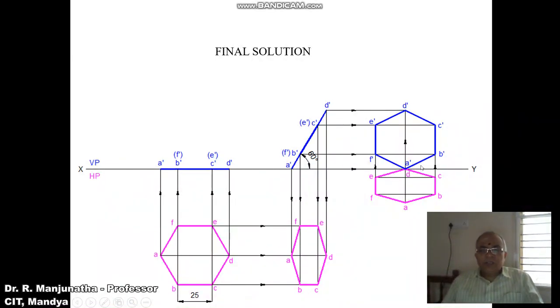So how do I know that my problem is right? D is on VP, the corner opposite to it is on VP, and one of the corners is on HP, so A dash is on HP, and the surface makes an angle of 60 degrees with respect to HP, and this is the side of the hexagon of 25 mm, and show the dimensions of 60 and 25. Since all the points have been considered in solving this problem, the problem is solved.